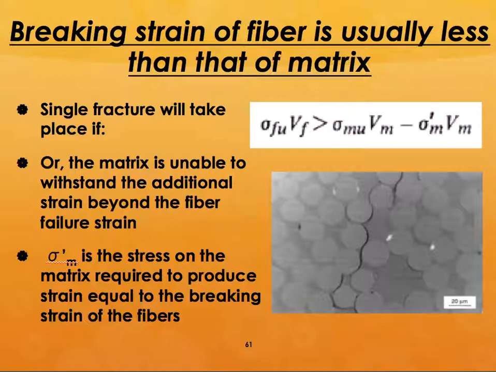And since the failure strain of the fiber is considered in this case less than that of the matrix, suppose you had the stress, you can calculate the stress on the matrix required to produce a strain equal to that of the breaking strain of the fibers. This may be a slightly complicated way of describing it, but if you read that paper by Aveston, Kelly and Cooper, you will understand this a little bit better. So in this case, you will have one single fracture if the matrix is unable to stand the additional strain beyond the fiber failure strain.